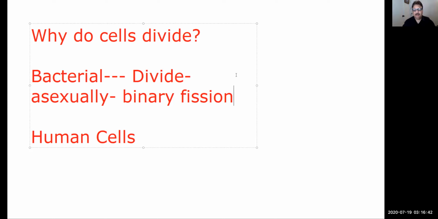What happens in binary fission is that one bacterial cell divides into two halves, and then these two halves grow into two independent bacteria.